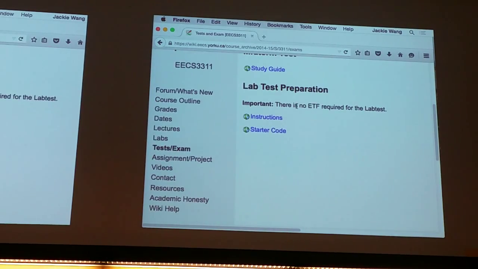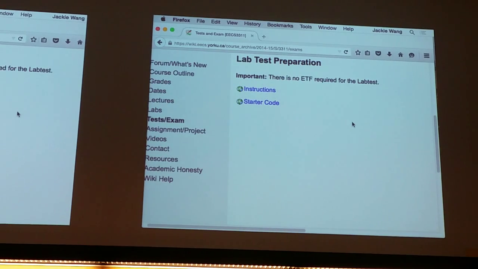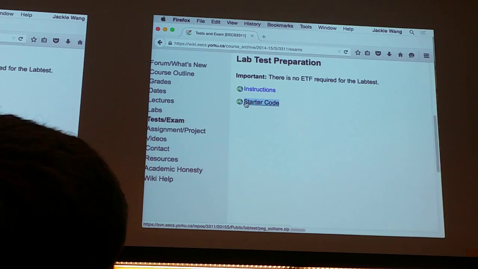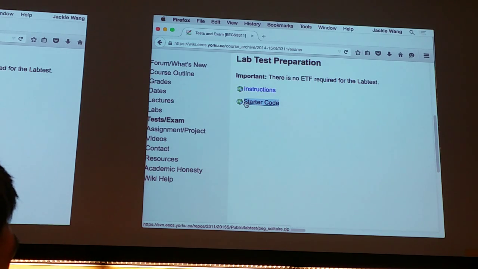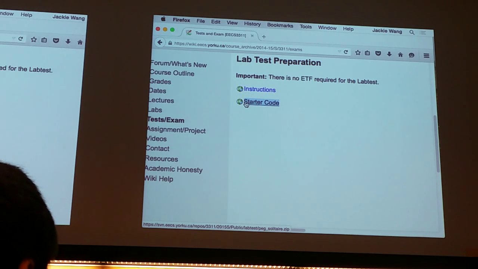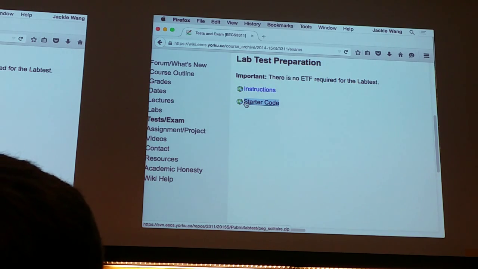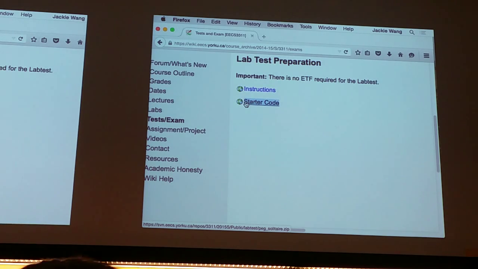So if you go to the course website here, go under test exam, and there will be the lab test preparation. Okay? The starter code will be pretty much what you will be given during the lab test. So there might be one or two, I think decided yet. There might be some contracts that I will comment out for you to complete. I'll try to keep them minimal, because the main task is really to implement the undo redo pattern, for which you have to read the chapter in order to do it. Okay? So no EPF?